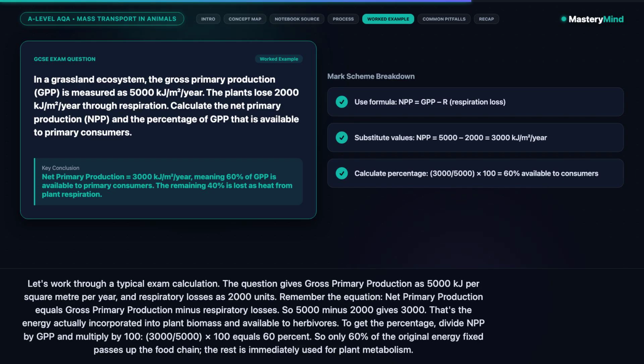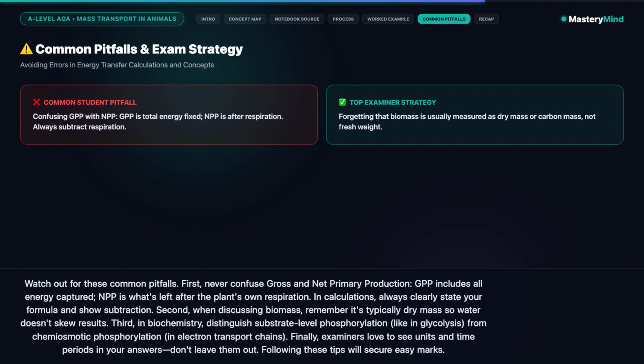Watch out for these common pitfalls. First, never confuse gross and net primary production. GPP includes all energy captured, NPP is what's left after the plant's own respiration. In calculations, always clearly state your formula and show subtraction. Second, when discussing biomass, remember it's typically dry mass so water doesn't skew results.